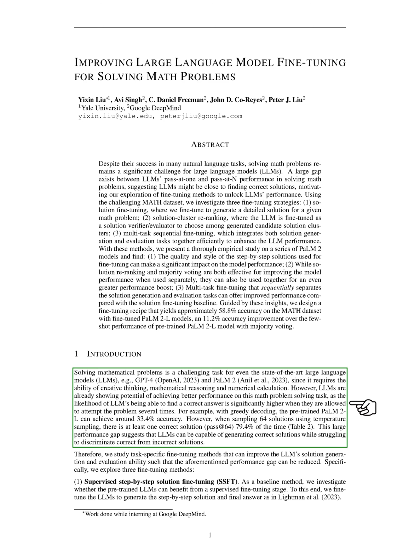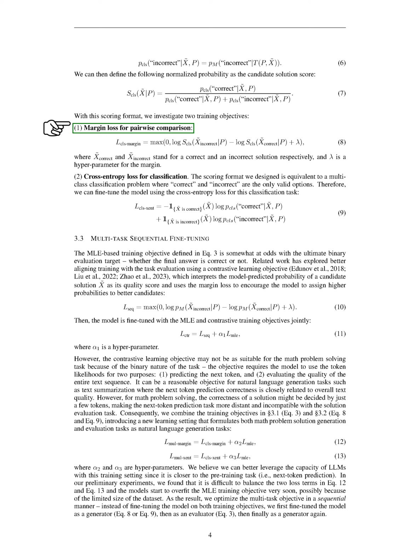We explore two training objectives: margin loss for pairwise comparison, which compares a correct and an incorrect solution, and cross-entropy loss for classification, which treats the scoring format as a multi-class classification problem where the only valid options are correct and incorrect. We also use a method called multitask sequential fine-tuning. This involves fine-tuning the model with both the maximum likelihood estimation and contrastive training objectives.